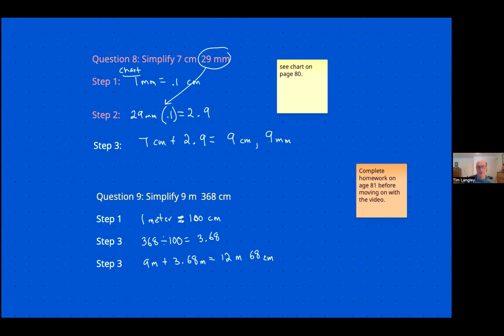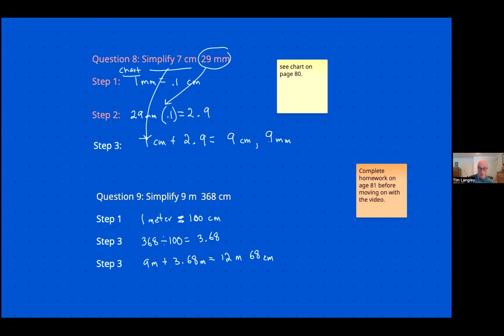All right. Step 3 is to take my original 7 centimeters, okay, and add my new 2.9 centimeters, and I can get 9 centimeters, and there's 9 millimeters left over. So that would be my answer. And then question nine, simplify, which means convert it to 9 meters and 368 centimeters.